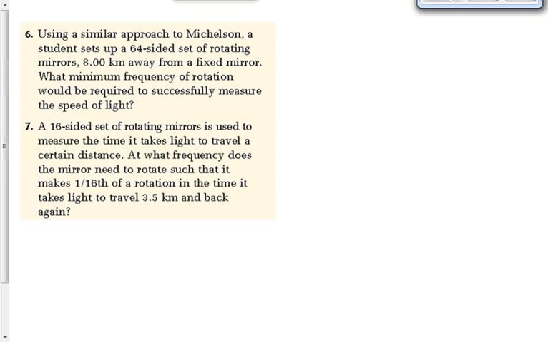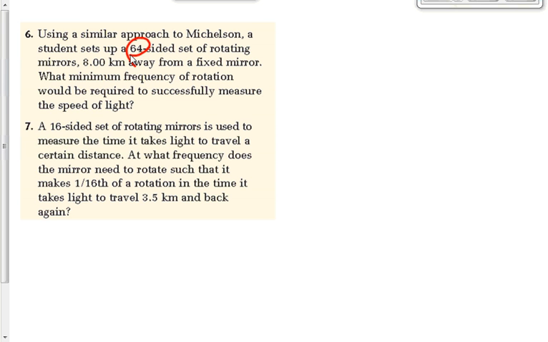Question 6 says, using a similar approach to Michelson, a student sets up a 64-sided mirror. Probably want to circle that because that's definitely not the standard number of sides for the mirror. We get in that habit of using 8 sides, either multiplying or dividing by 8. We're 8 kilometers away from a fixed mirror. We're also a lot closer than we normally are in a Michelson experiment, right? 8 kilometers away, which of course we have to double.